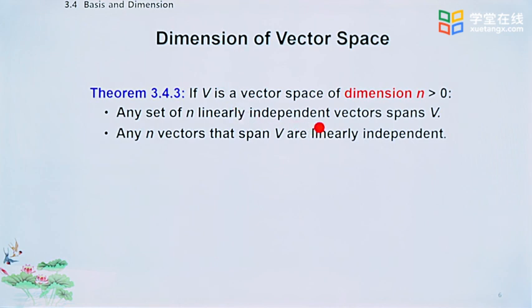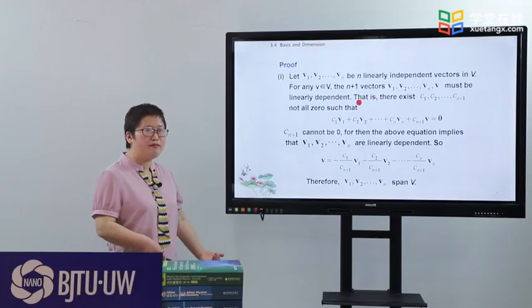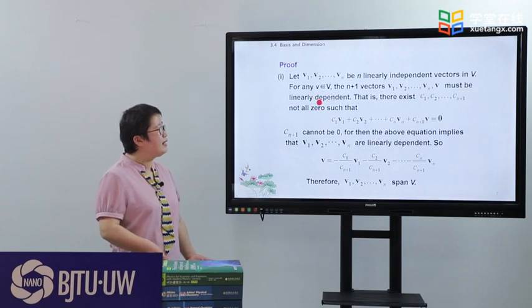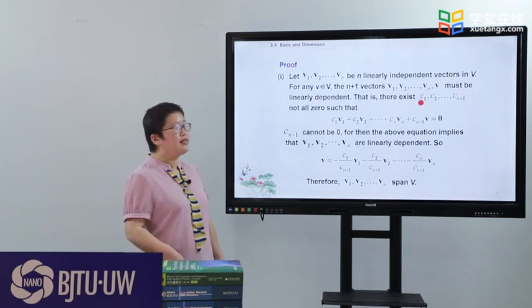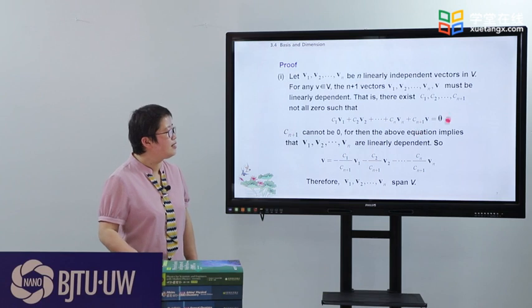Okay, so the first one: any set of n linearly independent vectors spans the whole space. Okay, how to show this? Let V1, V2 till Vn be n linearly independent vectors in V. For any other vector V in this space V, the n plus 1 vectors V1 till Vn and this additional V must be linearly dependent. This is what we learned before, right? If you add 1, they must be linearly dependent. That is, there exist C1, C2 till Cn plus 1, not all 0, such that this equation holds.